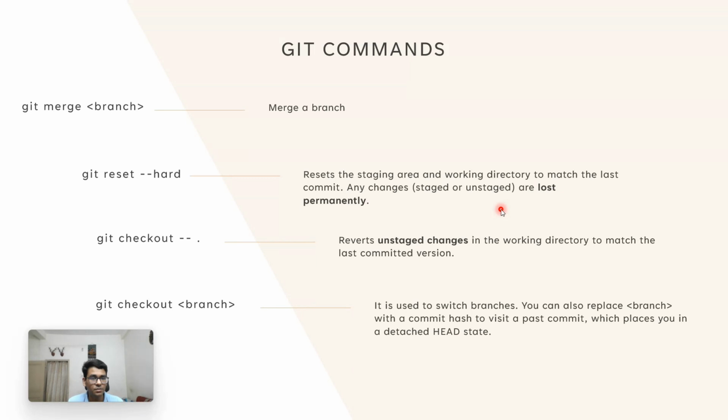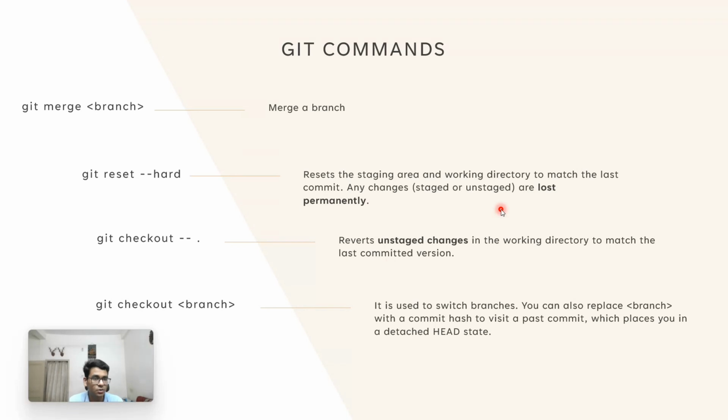The git reset --hard. This command is used to reset the staging area and the working directory. That is, all the changes that have been made, whether tracked or untracked, meaning staged or unstaged, will be lost permanently and we would be rolled back to the last commit.